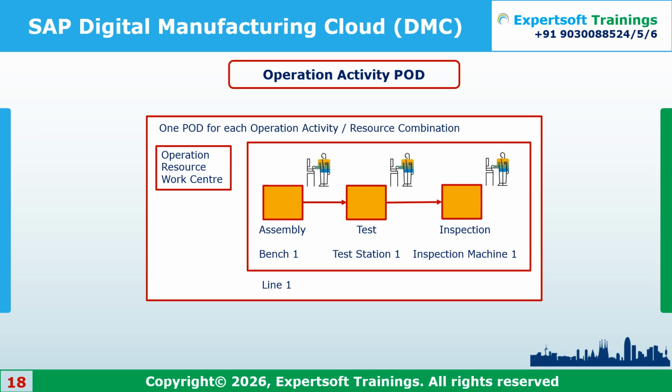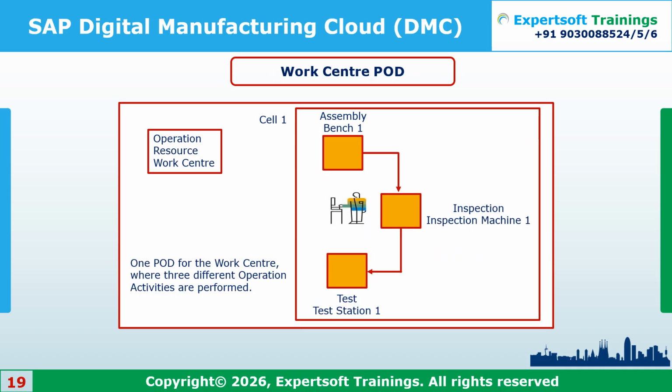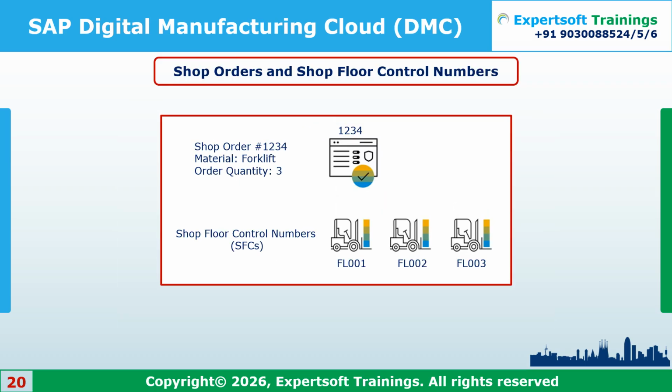I already explained this slide before, how the operation activity pod will work. These are the set of operations that will be performed on line one by the same person, and that's why we will use the operation pod for that specific person. And if multiple persons are responsible for the execution, in that case we will use the work center pod.